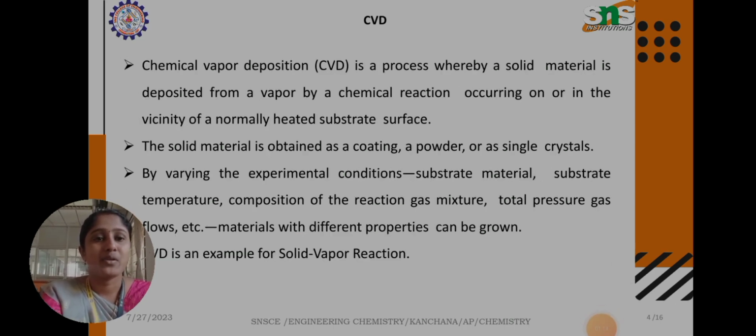Chemical vapor deposition is a process whereby a solid material is deposited from vapor by a chemical reaction occurring on or in the vicinity of a normally heated substrate surface. The solid material is obtained as a coating, a powder, or single crystals. By varying the experimental conditions, such as substrate material, substrate temperature, composition of the reaction gas mixture, total pressure, gas flows, etc., materials with different properties can be grown. Chemical vapor deposition is an example of a solid-vapor reaction.